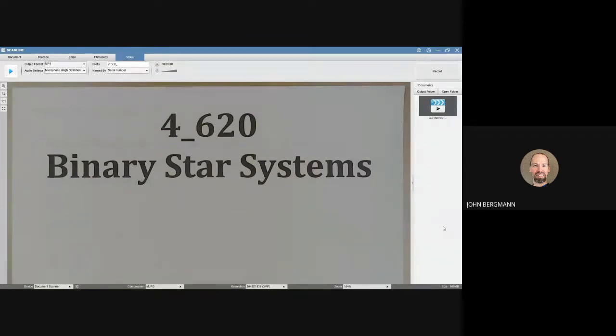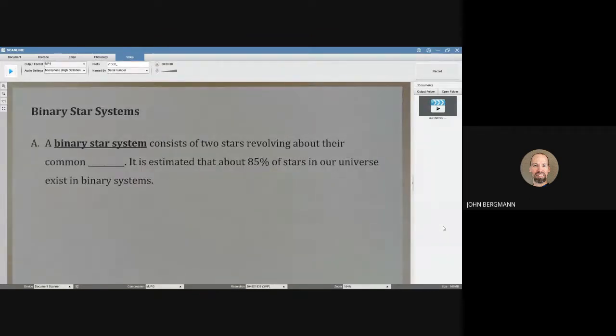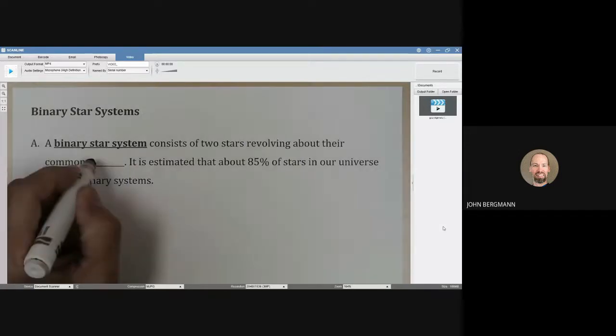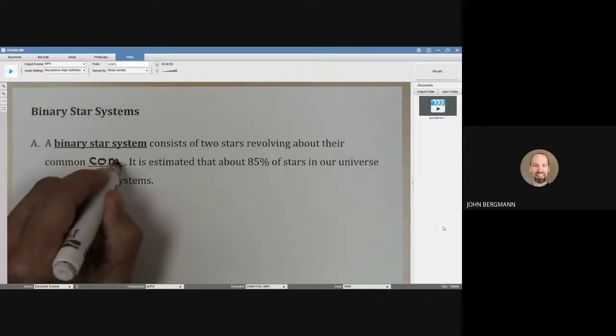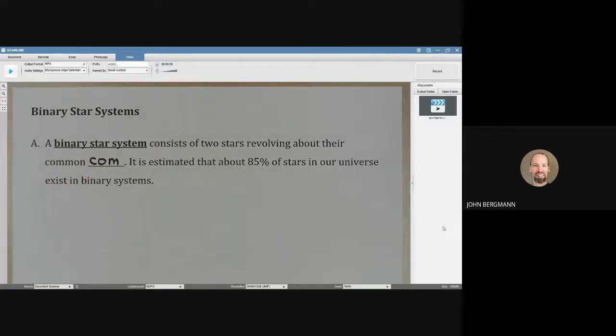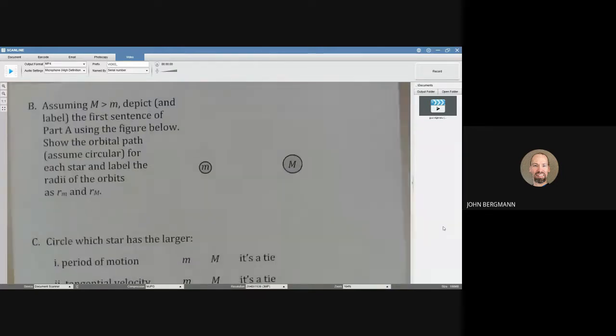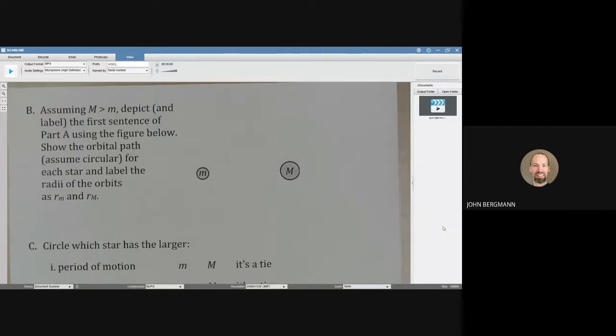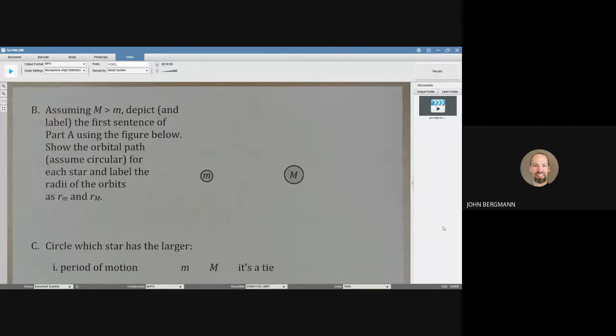Binary star systems. A binary star system consists of two stars revolving about their common center of mass. It is estimated that about 85% of stars in our universe exist in binary systems. So our sun is comparatively rare in that regard, since it does not have a binary partner.